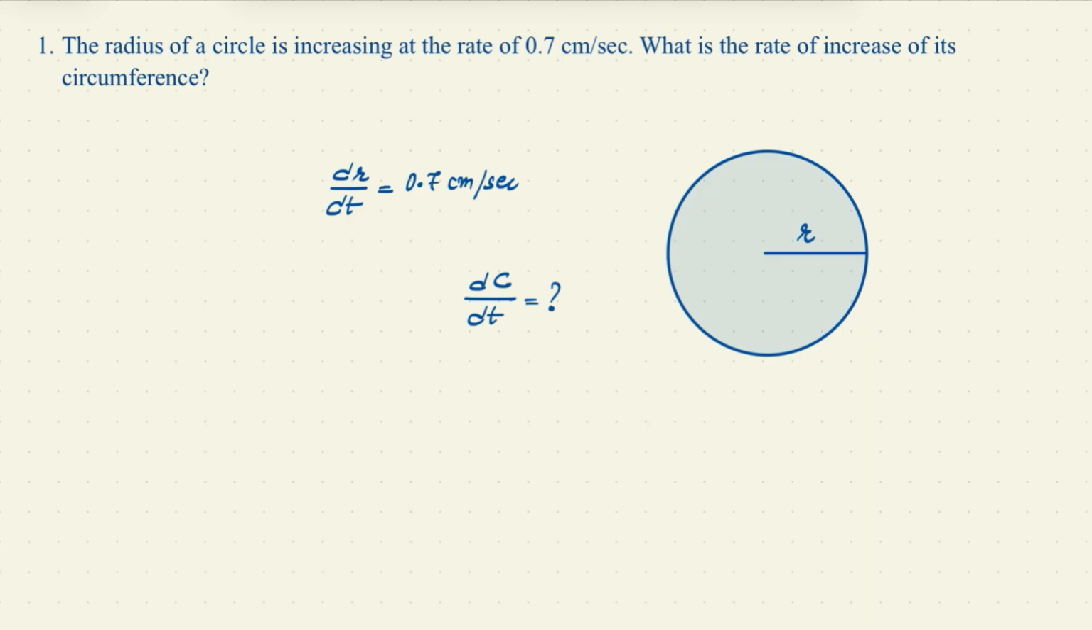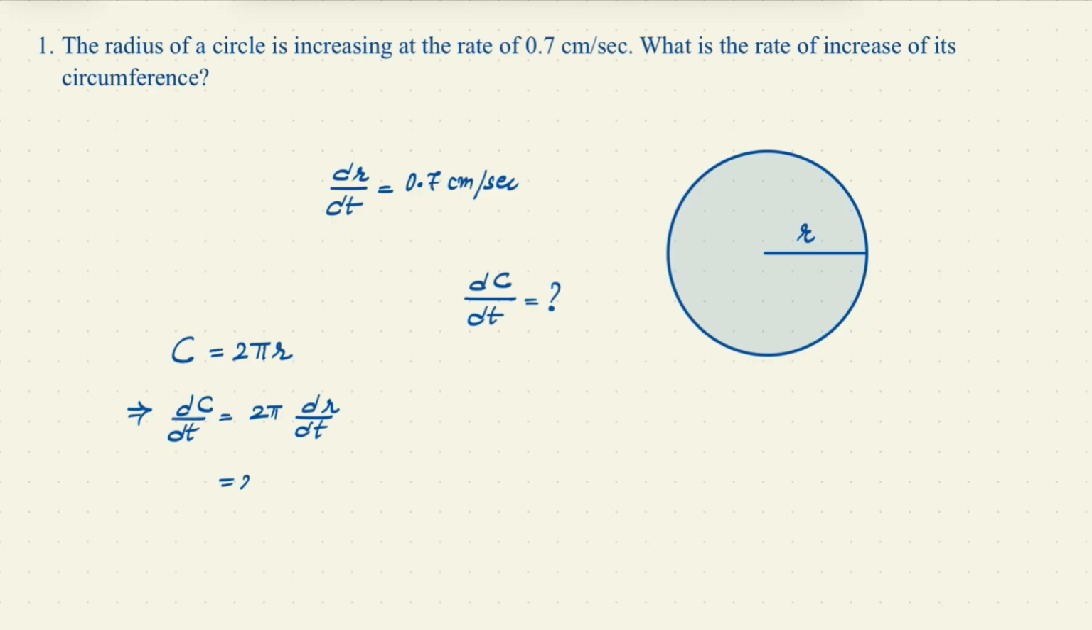In this type of question we have to know some basic formulas from geometry and mensuration. As we all know, the circumference of the circle is equal to 2 pi r. That means the circumference depends on r, that is, c is a function of r. So let us differentiate both sides with respect to time. Then we will have d by dt of c equals 2 pi, which is constant, and differentiating r with respect to time we will get dr over dt.